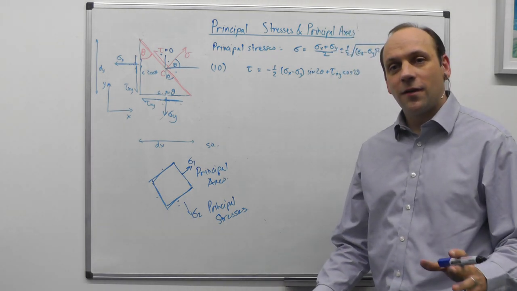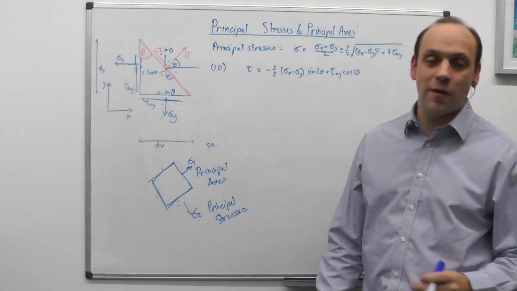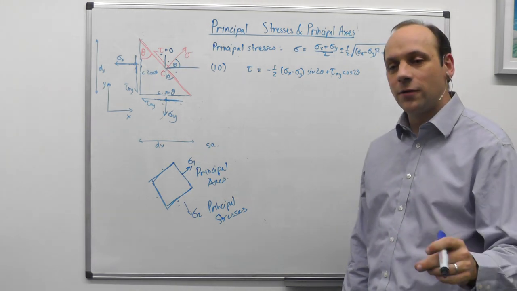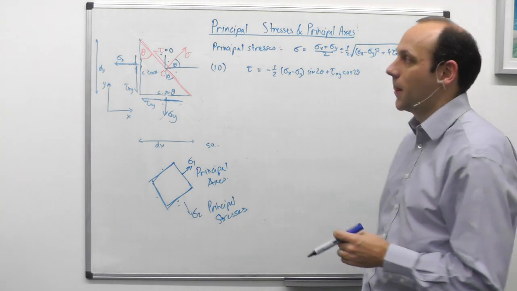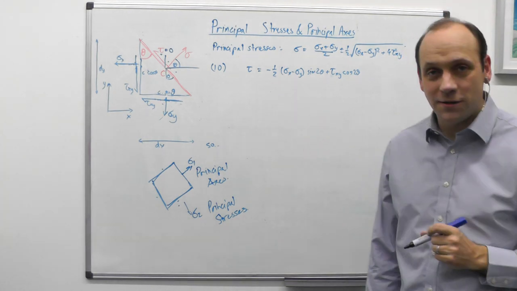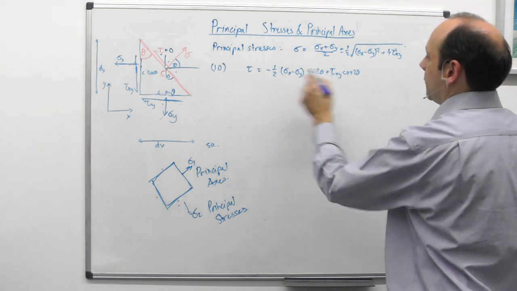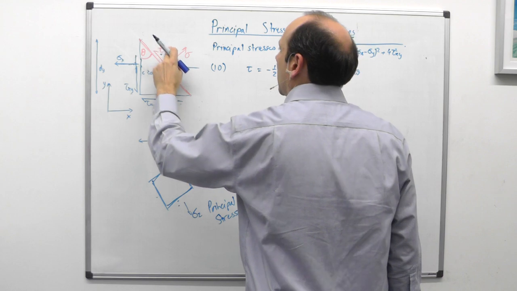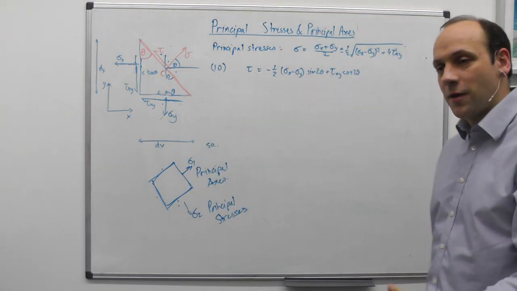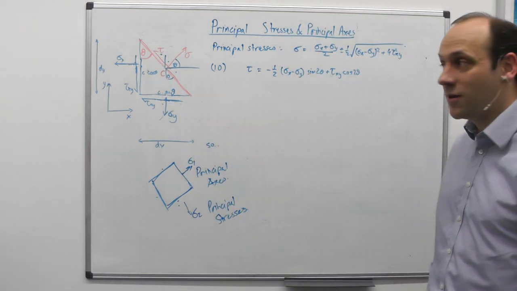So we found the principal stresses. The other thing we need to think about is what is the angle and value of the maximum value that the shear stress can take. So we come back to equation 10 from earlier, which was the value for the shear stress on this plane. Now, if we want to find the maximum of something, we can differentiate it and find the turning points.